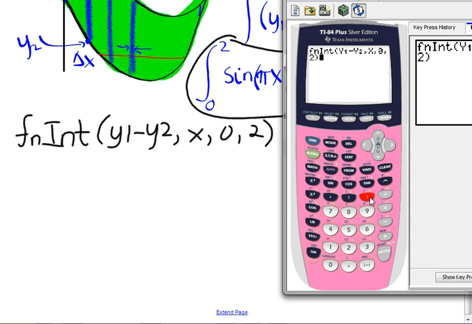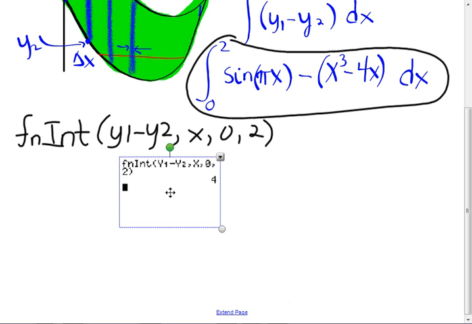Is that okay? The answer is 4. Well, I think it is. I mean, I should check my mode. Math, 9. Yeah.